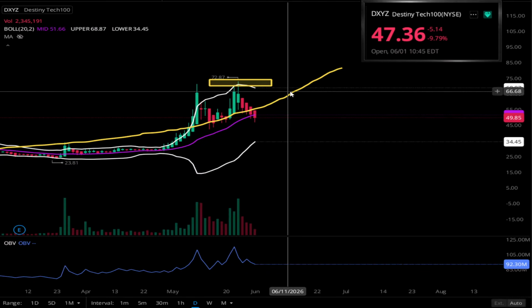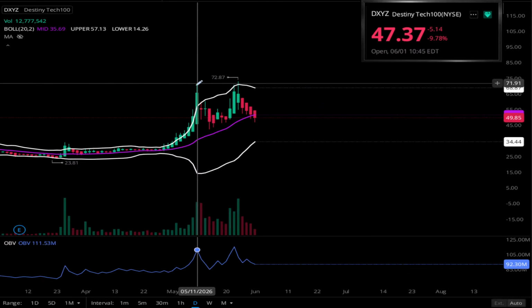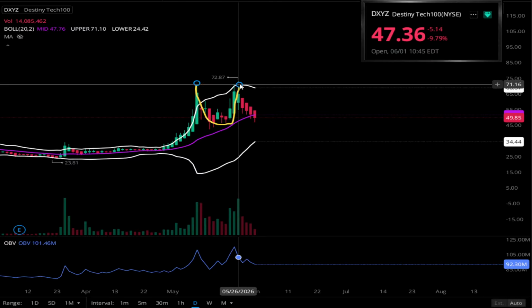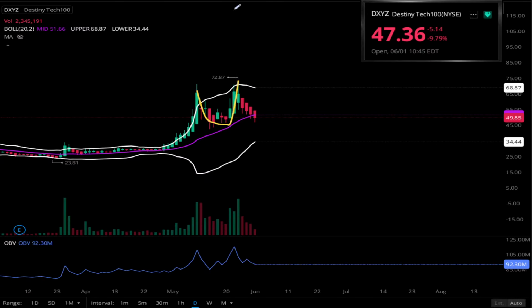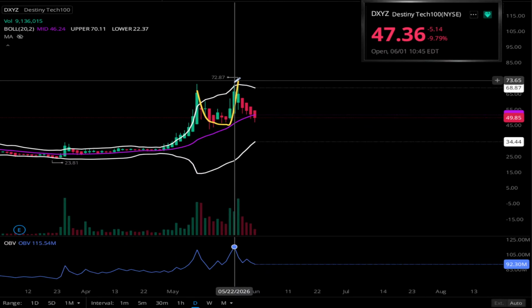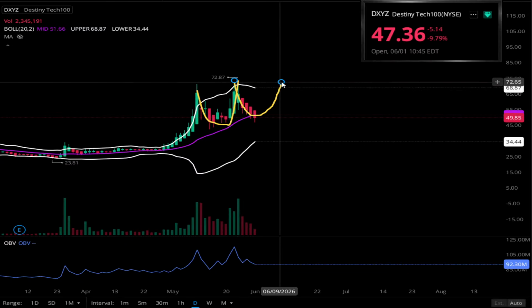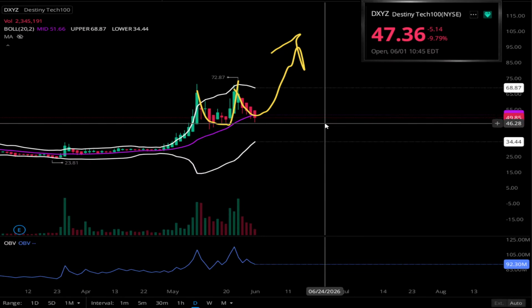Now, one thing that you do have to pay attention for here is that we do have this micro cup, and this has closed. Okay, from this micro cup, we're seeing that we pulled all the way from the upper Bollinger down to the 20-mile. Now, this can turn into a very large bounce to the upside.